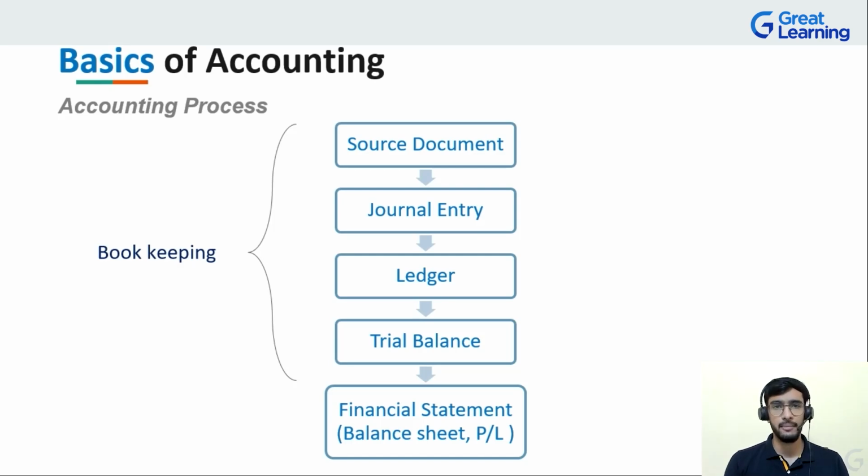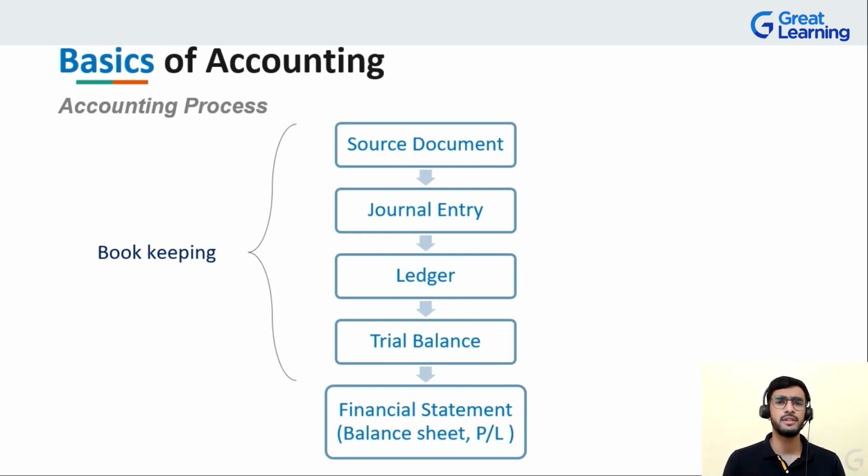Now, coming to the second process, that is journal entry. According to the source document, an entry is made inside the journal book. A journal entry consists of the date of the transaction, the particulars like the description of the transaction, the credit column, and the debit column. A financial transaction is entered inside the journal book according to the classifications.